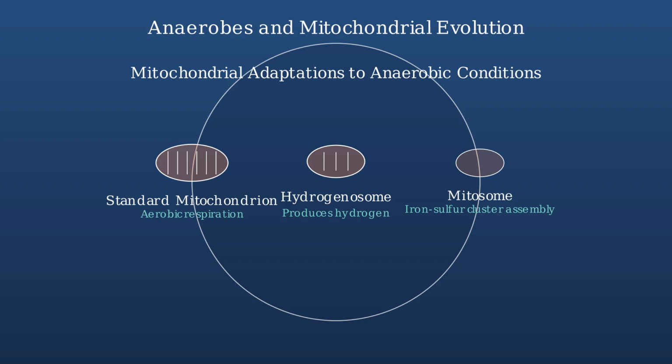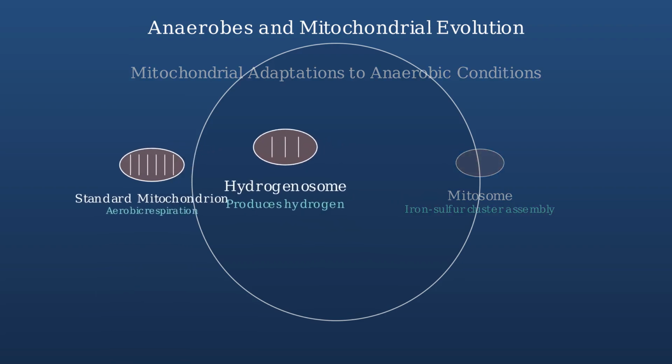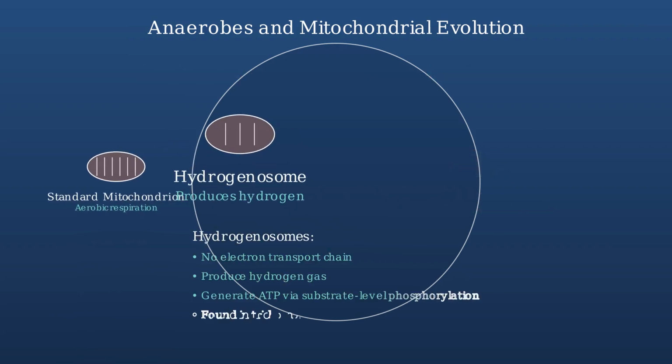Standard mitochondria transform into specialized organelles with different functions. Hydrogenosomes are found in diverse organisms like trichomonads, fungi, and ciliates. They lack an electron transport chain, but produce ATP through substrate-level phosphorylation, generating hydrogen as a byproduct.